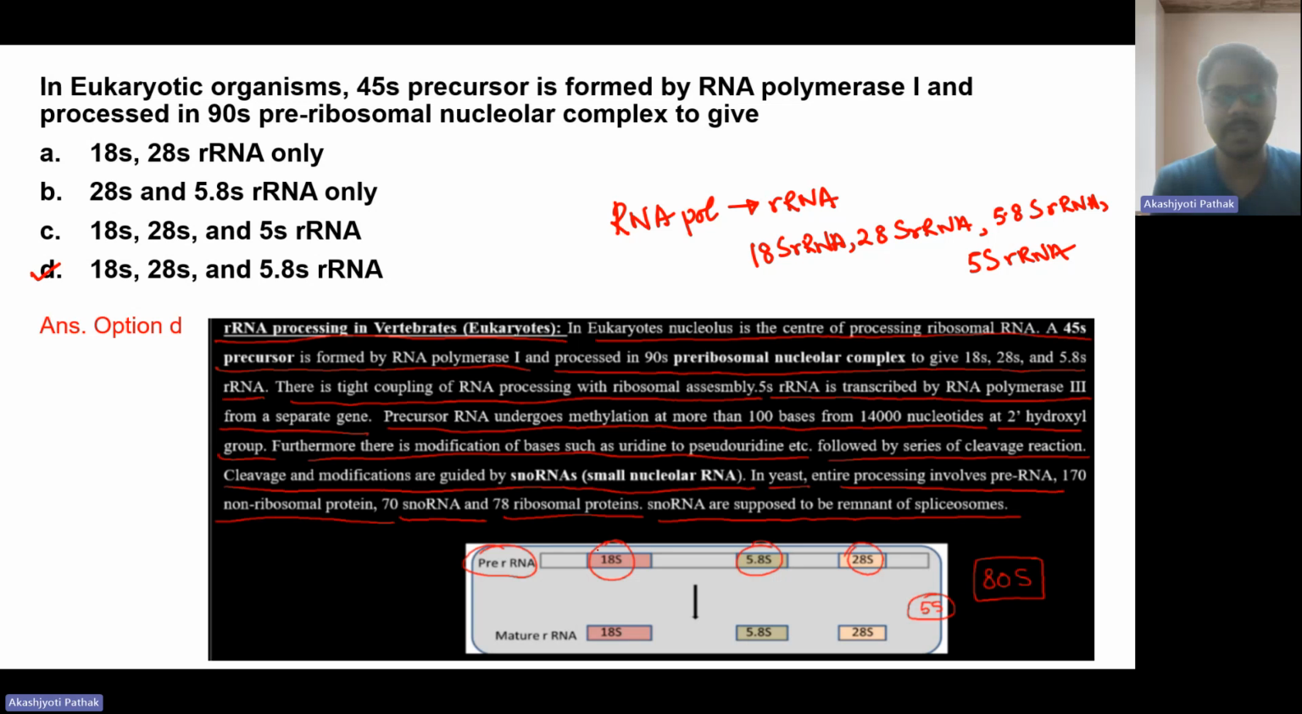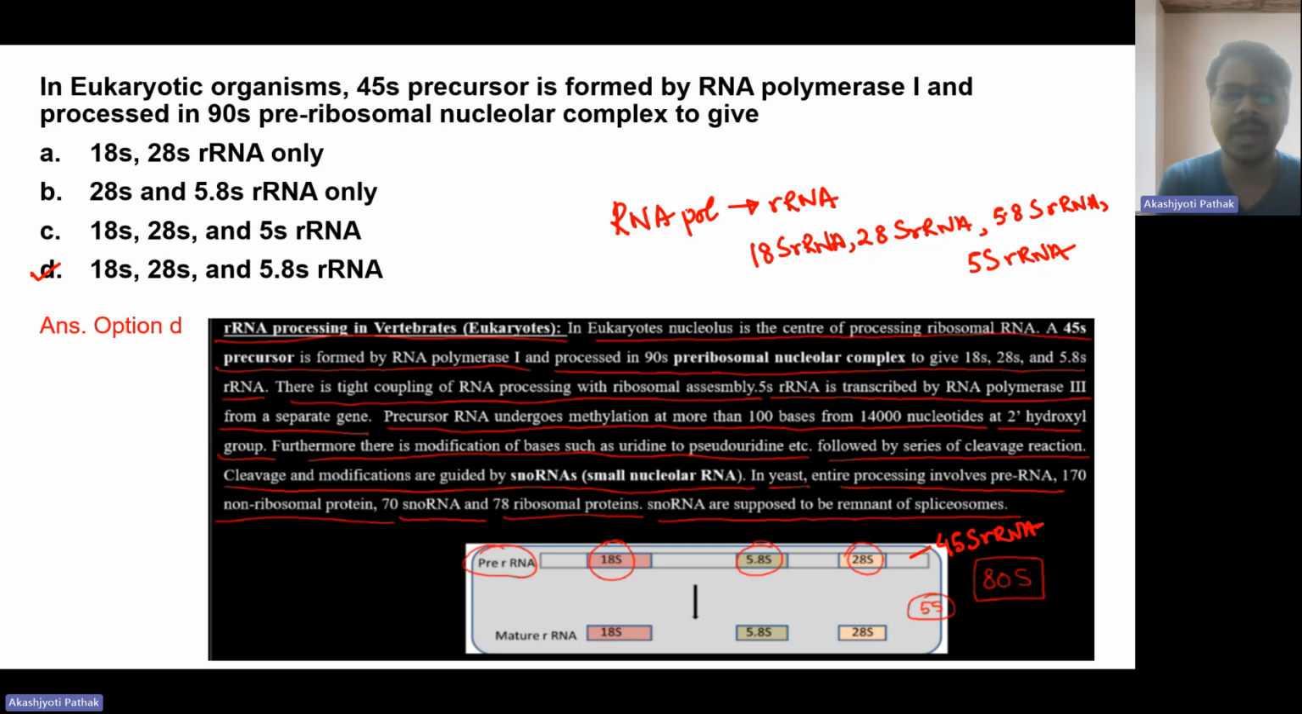If you see this figure, I've directly taken it from the lecture slide. This is the 45S rRNA, the precursor rRNA. Processing of this 45S rRNA gives rise to three main rRNAs, which are 18S rRNA, 5.8S rRNA, and 28S rRNA. In eukaryotes, the nucleolus is the center of processing ribosomal RNA.